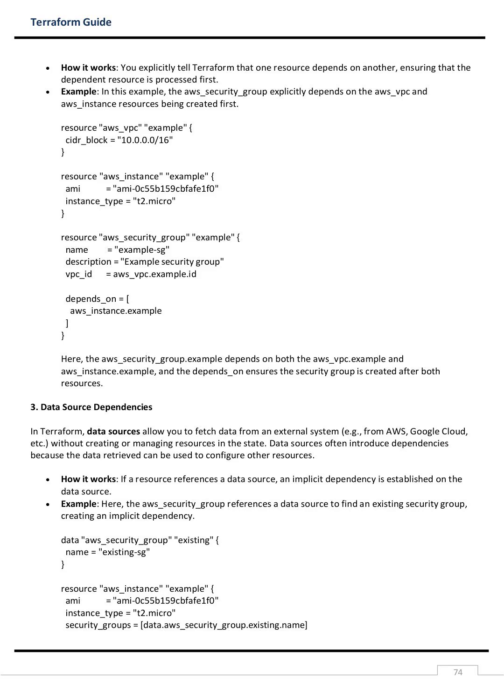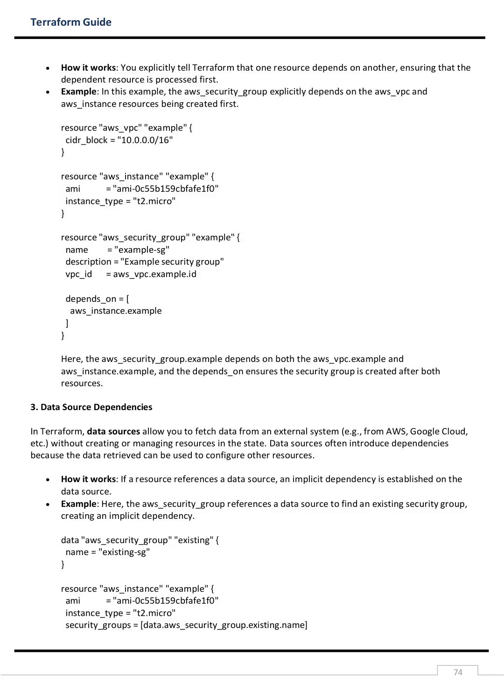Example. In this example, the AWS security group explicitly depends on the aws_vpc and aws_instance resources being created first. Resource "aws_vpc" "example". Resource "aws_instance" "example". Resource "aws_security_group" "example". Here the aws_security_group.example depends on both the aws_vpc and aws_instance, and depends_on ensures the security group is created after both resources.